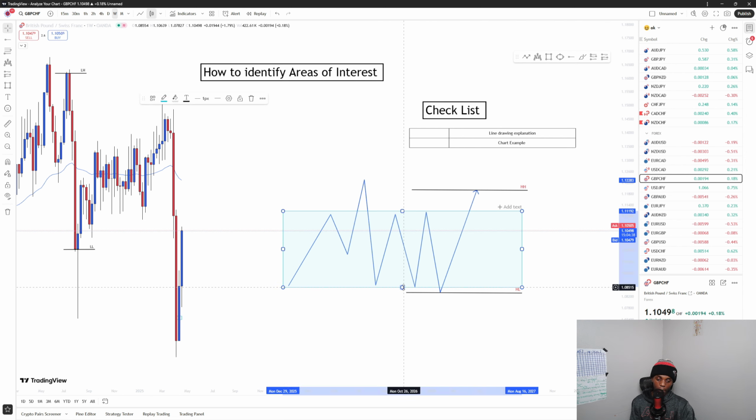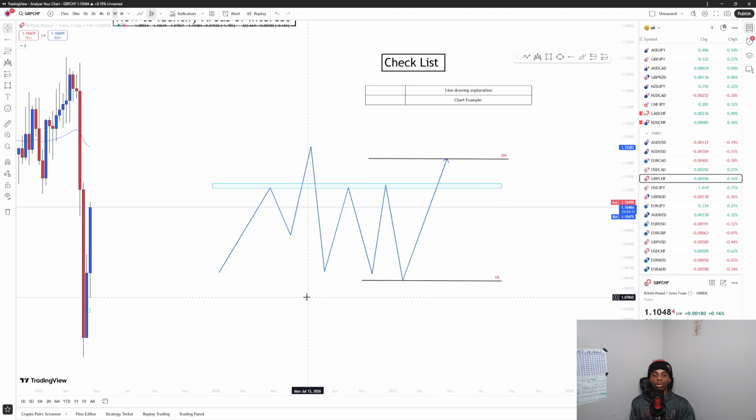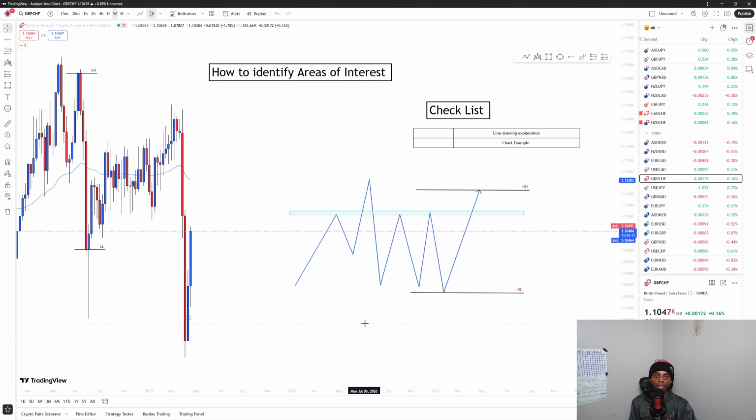So we continue dragging the bottom part up. We get to another structure, still too big. We get to another structure, too big. And now we have 1, 2, 3 touches. And if we measure this, it's under 60 pips. So this is a valid area of interest.